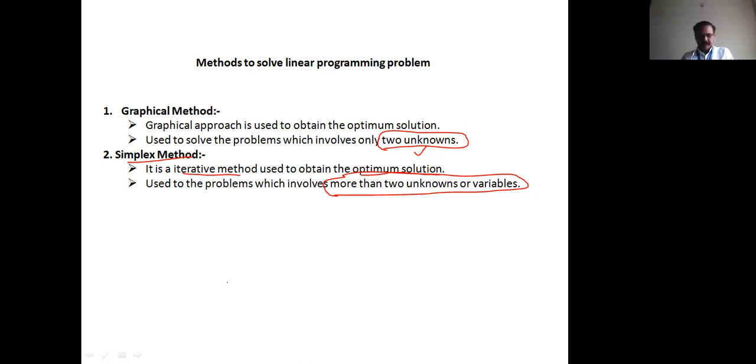So in the next video, we will solve the numericals of linear programming with the help of the graphical method.